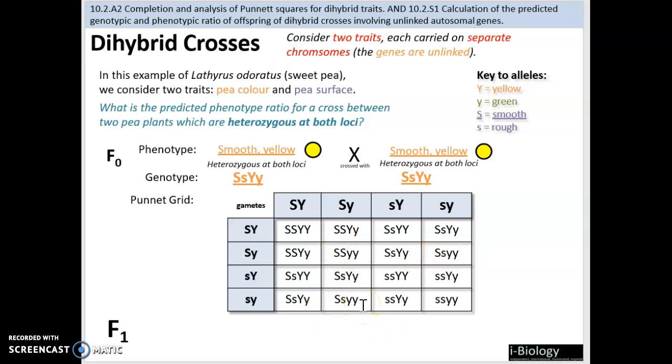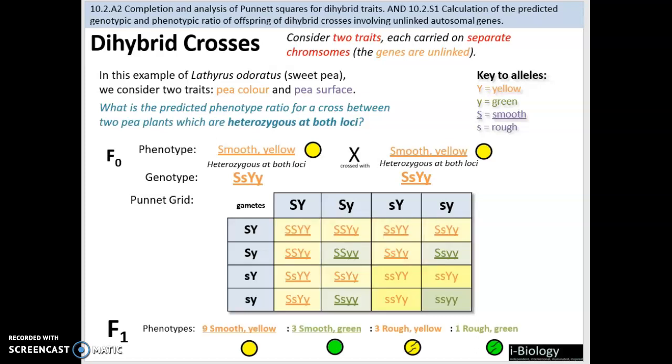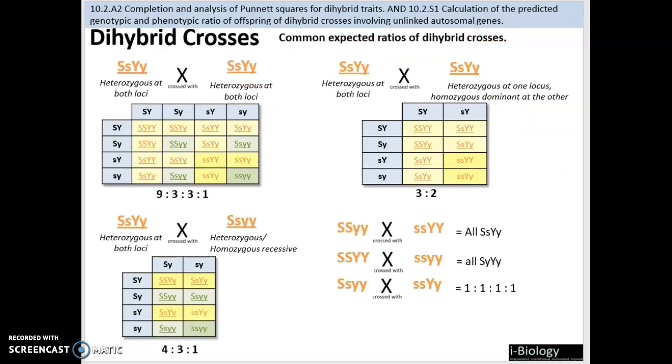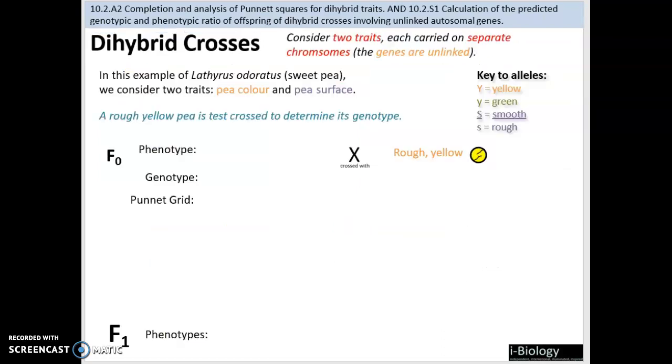So if we look at the actual phenotype, the ratio of those, when we look at the ratio coming out at the other end, you can see here we've got 9 smooth and yellow, 3 smooth and green, and 3 rough and yellow, and 1 rough and green. Now, if we did this with others, we could do various crosses. I'm just trying to find the example of where, if we didn't know what it was, we would cross it with a homozygous recessive if we were trying to work it out.